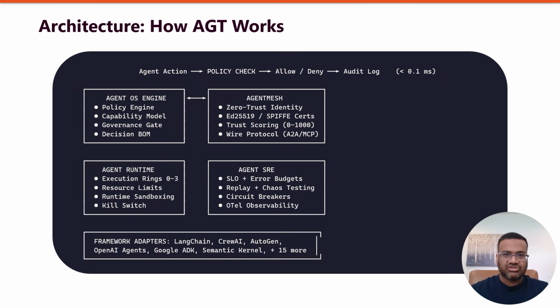Here is the full architecture. At a glance, let me walk you through it. At the top, every agent action flows through a policy check before it can execute. That is a core invariant: allow, deny, or deny with an exception, logged into an immutable audit chain.